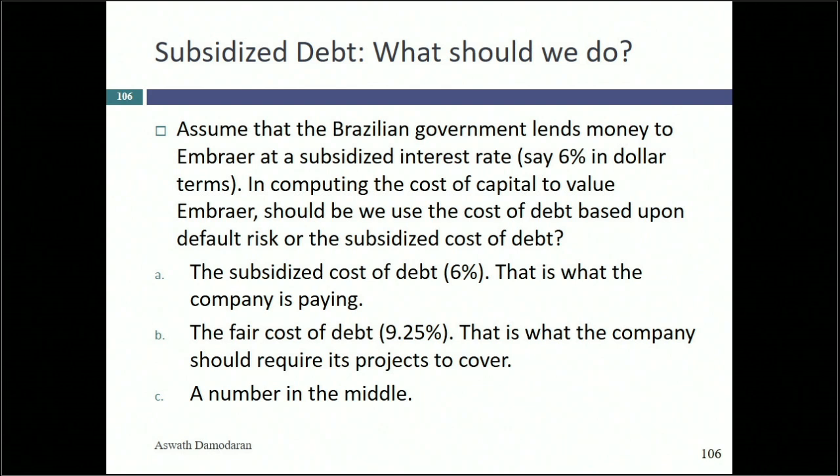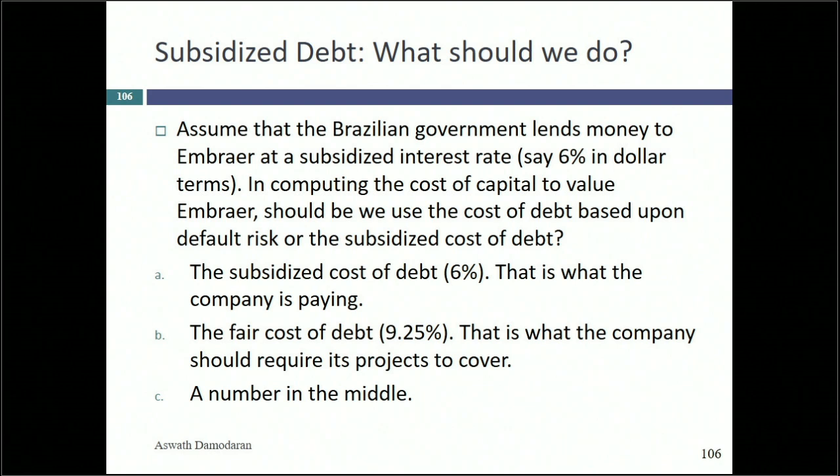And you're sitting down to value Embraer. I have a very simple question. To get the cost of capital, I need a cost of debt. I was using 9.29% before because that was my cost of debt based on that default risk. Now the Brazilian government is giving this subsidized loan of 6%. Should I replace the 9.29% with the 6%? Why not?